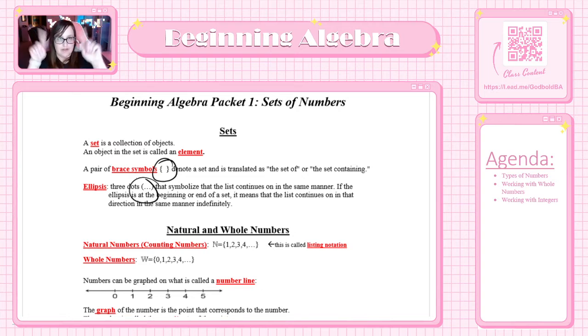So if you have the curly braces, you'd say "the set of" or "the set containing," and then you could start listing out all the stuff. And if it's too long for you to write it all, you can put an ellipsis either in the middle or at the end somewhere. I'll show you some examples of that when I explain the different types of numbers.